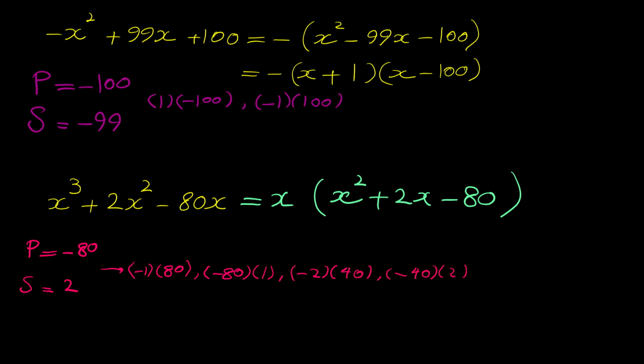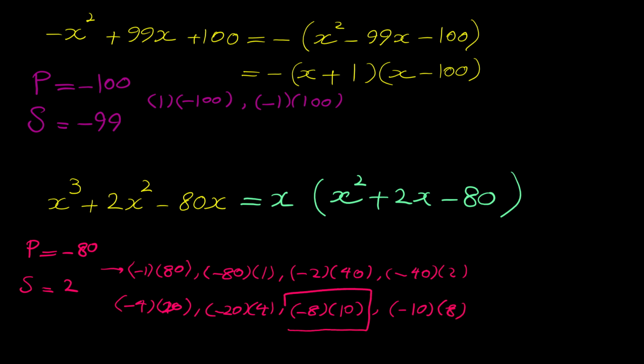No, this doesn't work. What about 4? Negative 4 times 20. Or negative 20 times 4? No, this also doesn't work. What about negative 8 times 10? Or negative 10 times 8? Check this. Negative 8 plus 10 is 2.